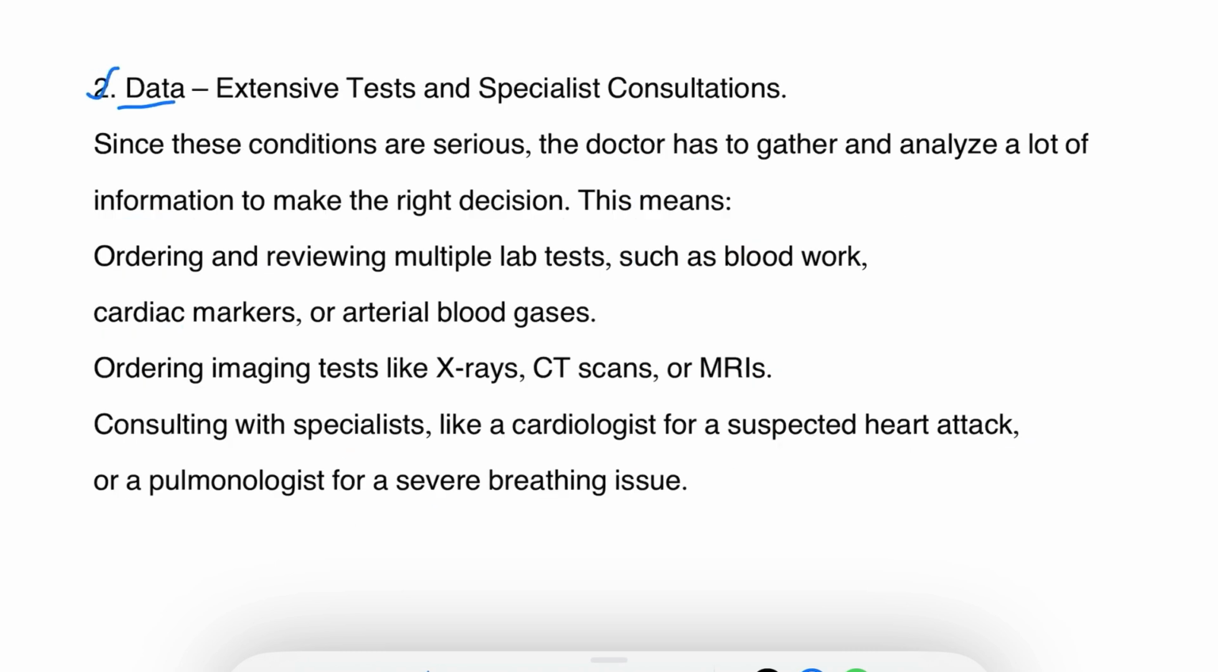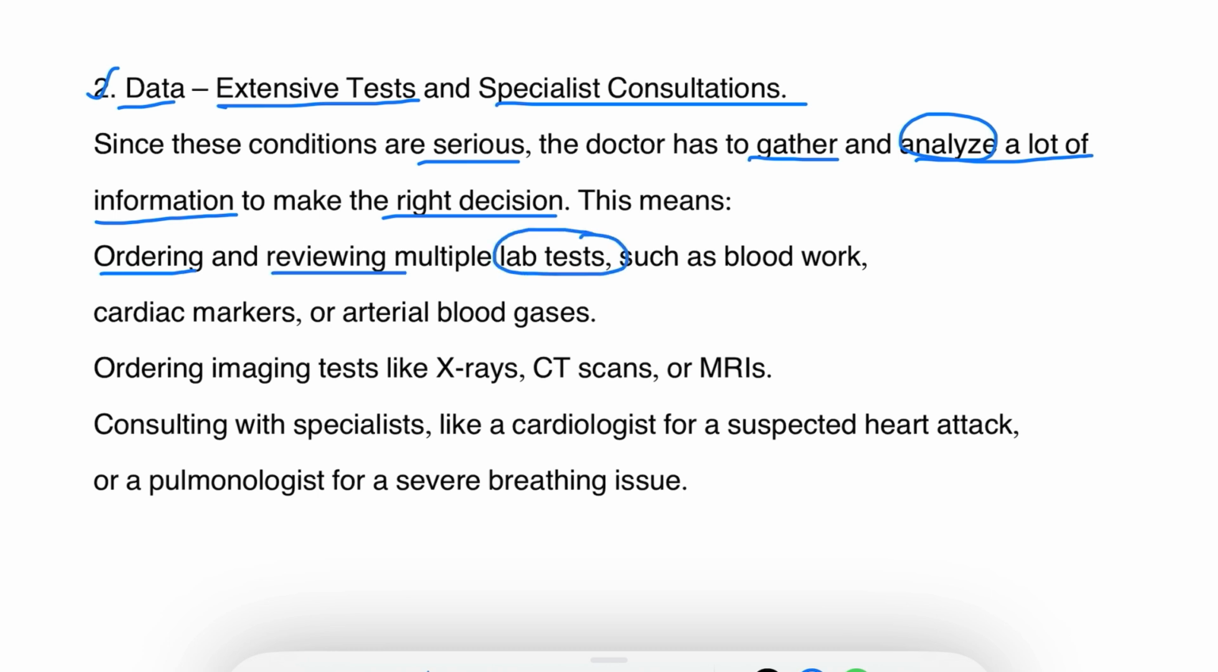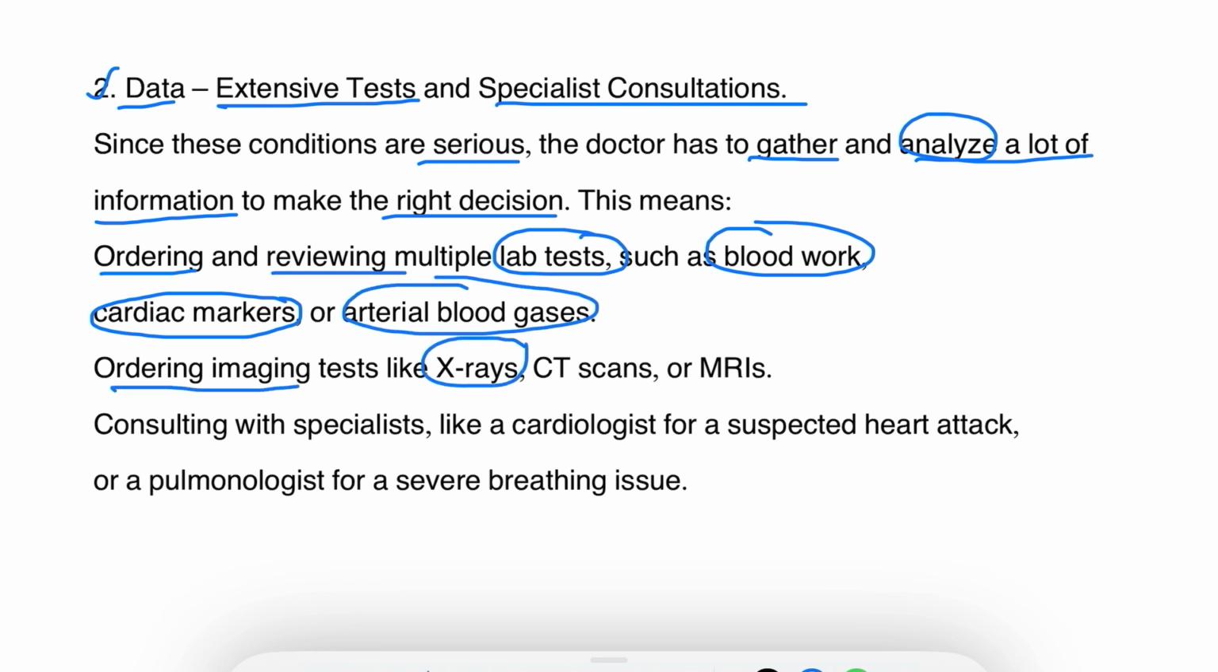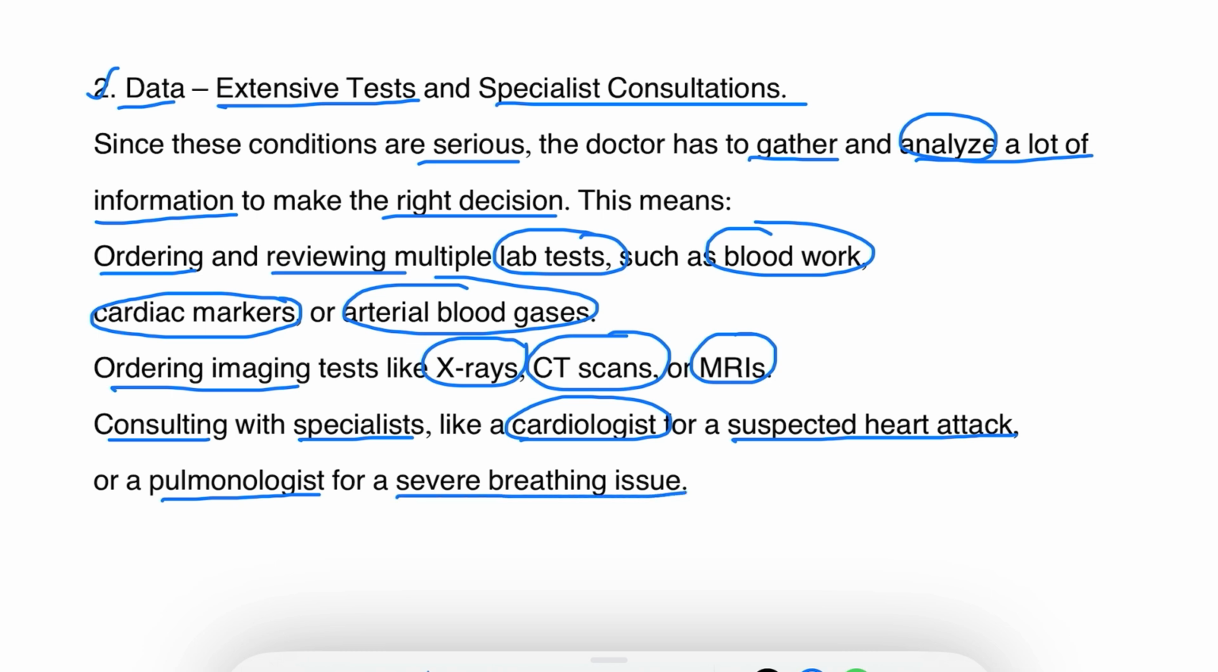Next we see the data: extensive tests and specialist consultations. Since these conditions are serious, the doctor has to gather and analyze a lot of information to make the right decision. This means ordering and reviewing multiple lab tests, such as blood work, cardiac markers, or arterial blood gases. Ordering imaging tests like X-rays, CT scans, or MRIs. Consulting with specialists, like a cardiologist for a suspected heart attack, or a pulmonologist for a severe breathing issue.